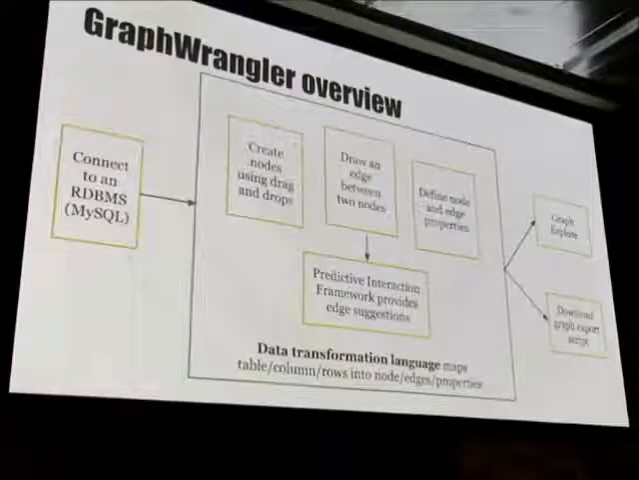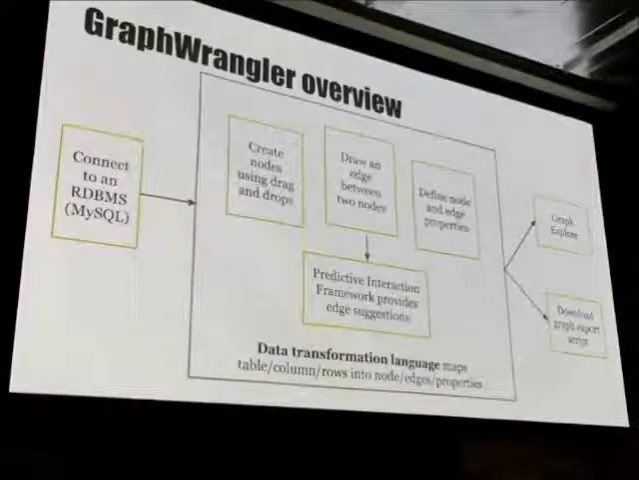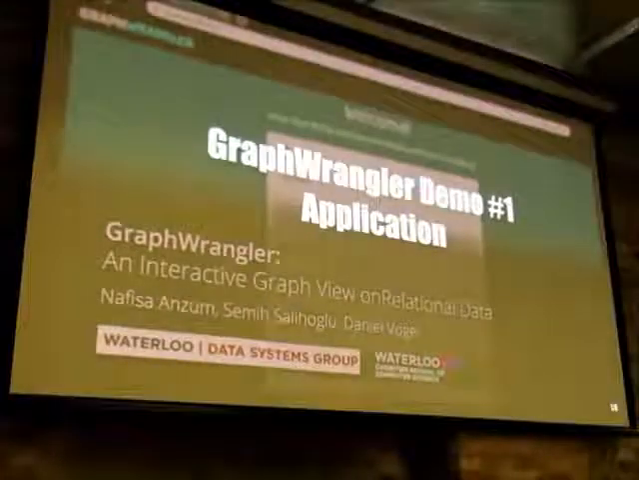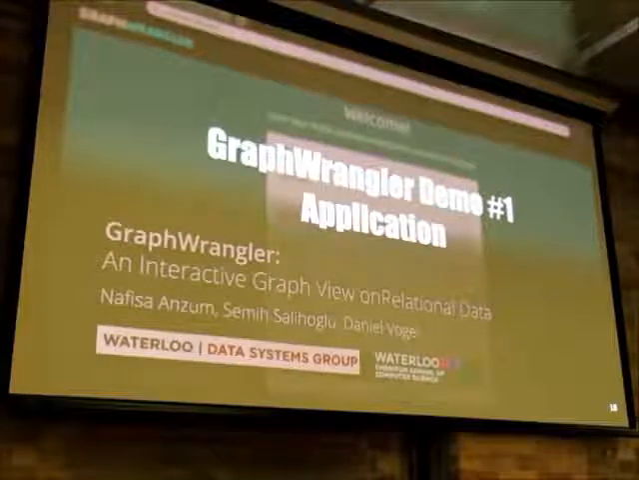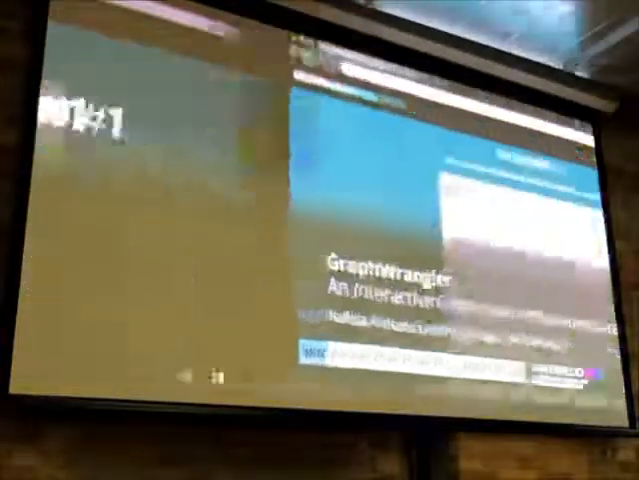Every user action on the interface is mapped to the internal data transformation language. The data transformation language is a subset of SQL, having select, join, aggregation, and some filtering attributes too, which converts the relational tables, columns, and rows into a graph having nodes, edges, and properties. So I will show you a short demo of a possible application of this GraphWrangler tool, and then I'm going to the technical details.